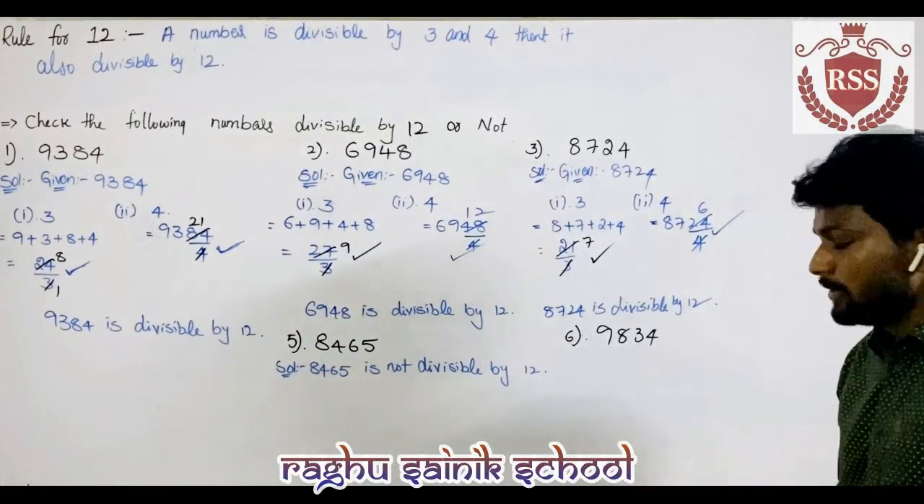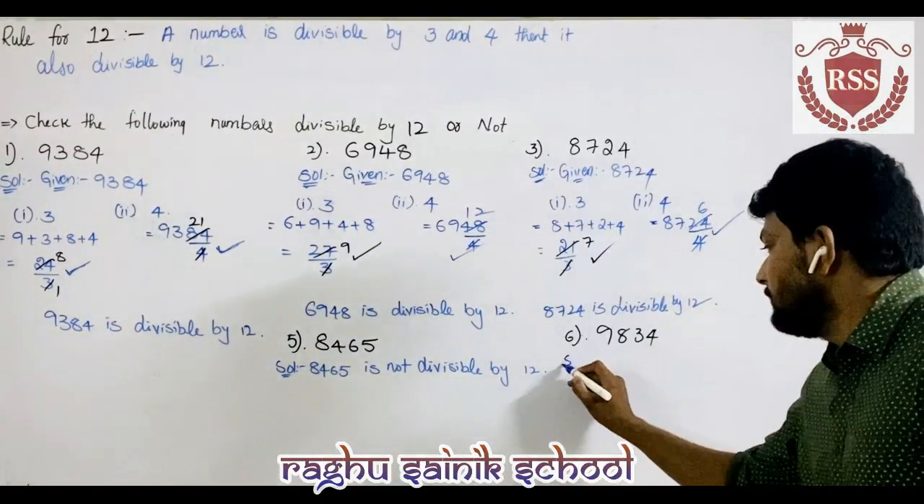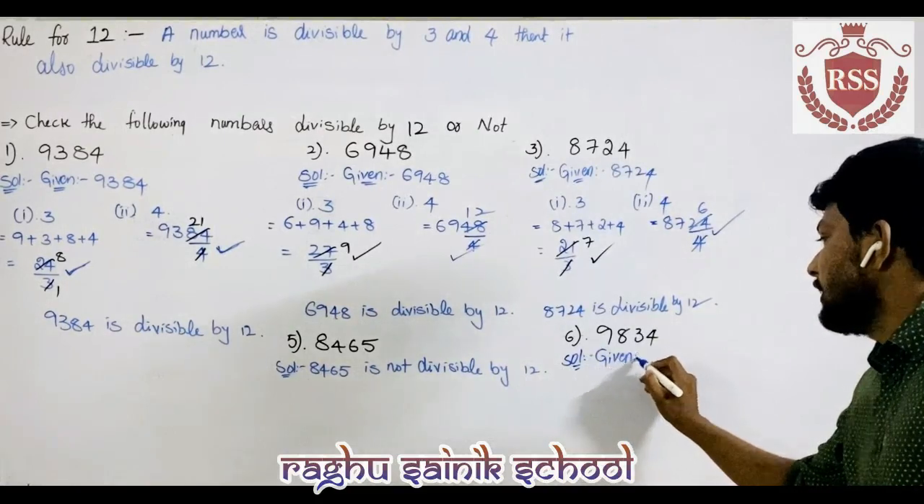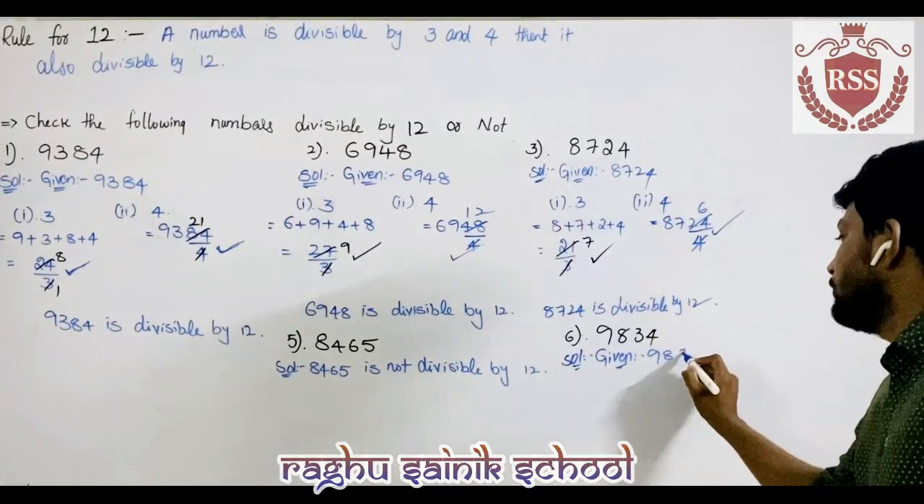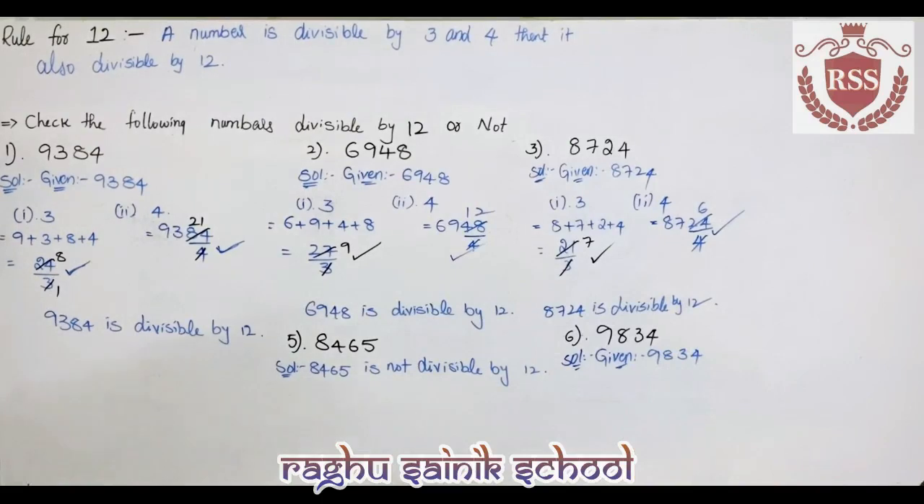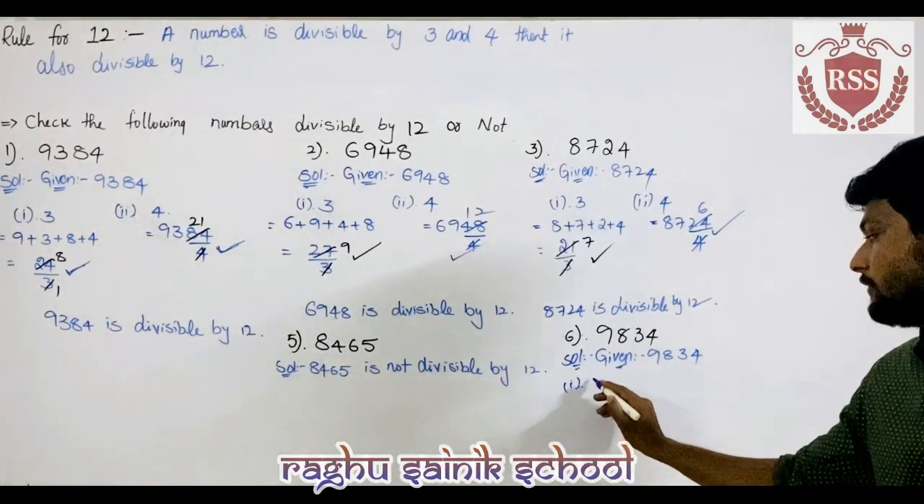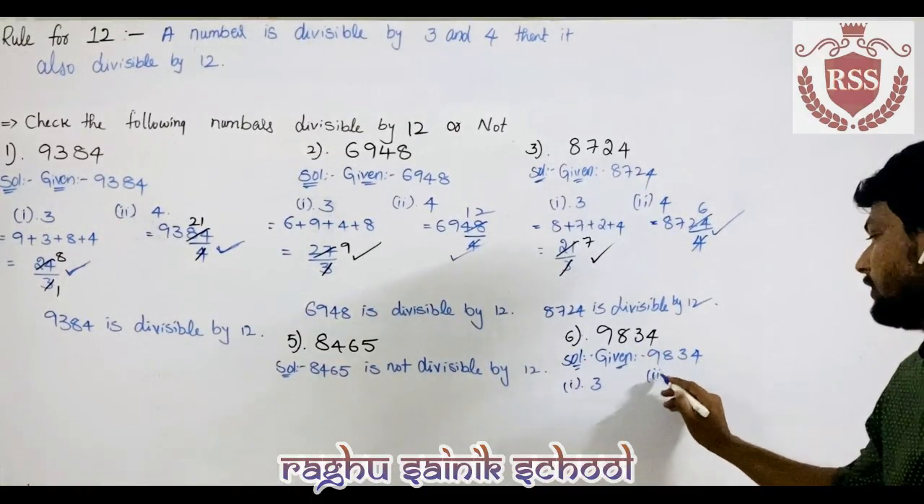Next one is 9834. What is the given number? 9834. 9834 is an even number, so we can do the process. First we have to check with 3. Next we have to check with 4.